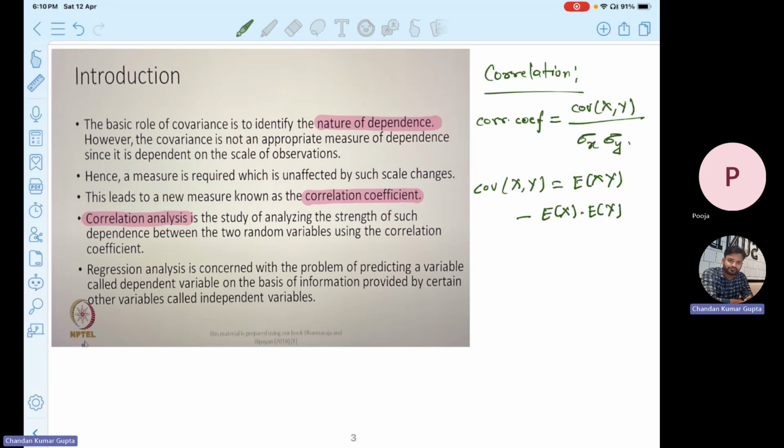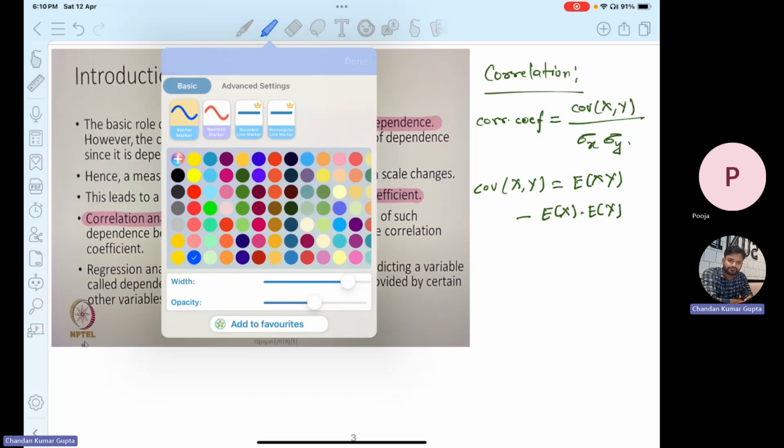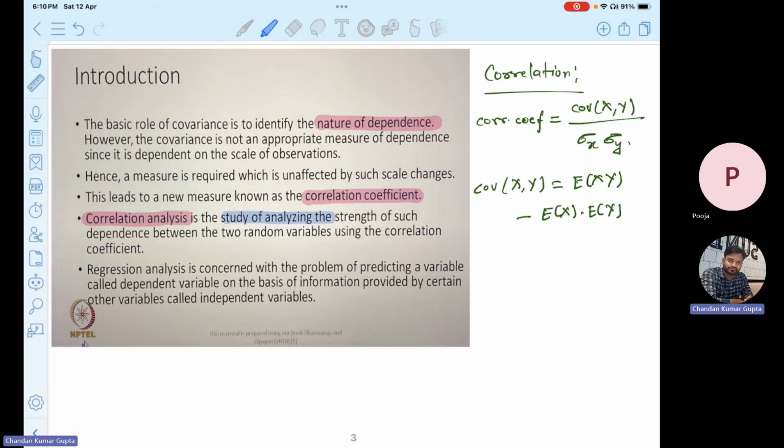The correlation analysis is the study of analyzing the strength of such dependence between two random variables using the correlation coefficients. With the help of correlation, we check the degree of association between the variables. That means how much a change in one variable will impact the other variable.